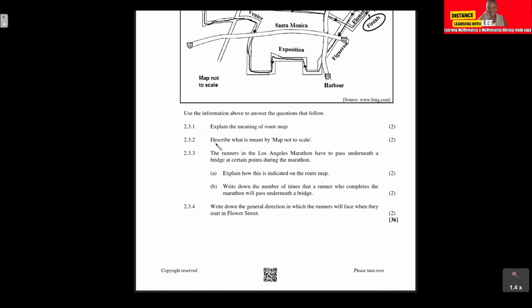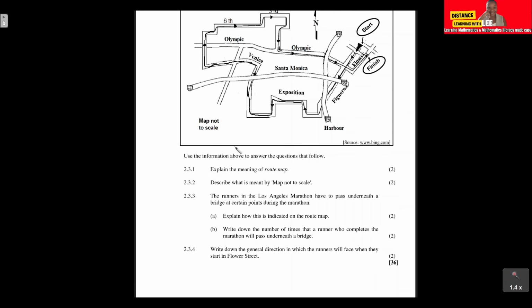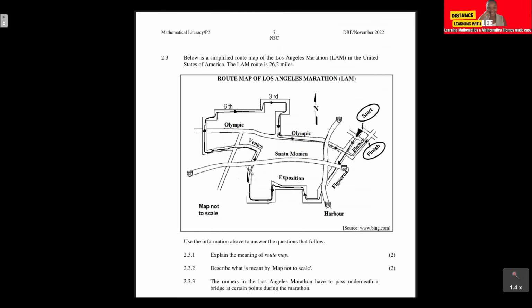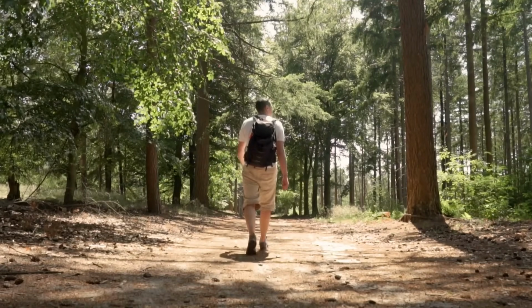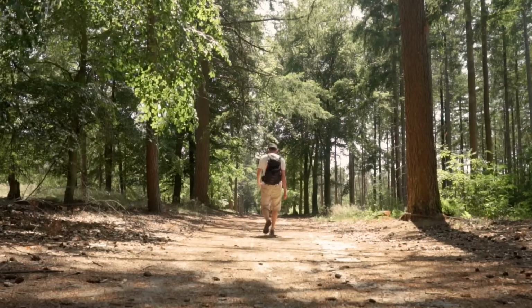Question 2.3.1 says, explain the meaning of a route map. A route map is a map that shows main roads in a particular area, or the main routes or directions used, for example, by buses, trains and other forms of transport in a particular area. But it's very important here, when you look at the roadmap that is given to us, that this roadmap shows the direction used by people in this marathon.